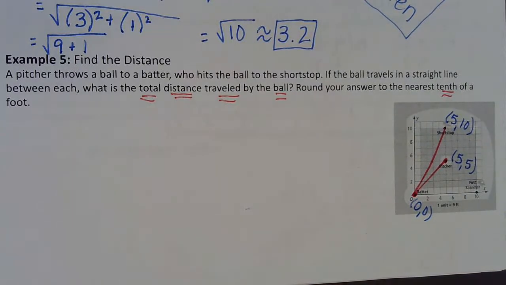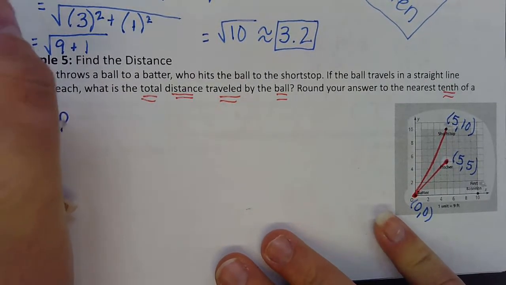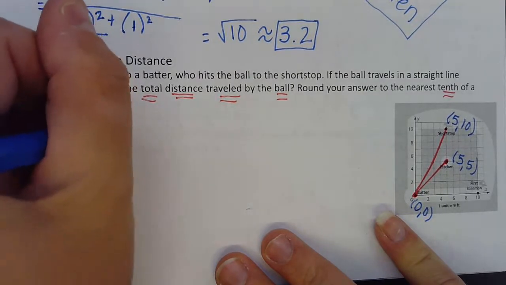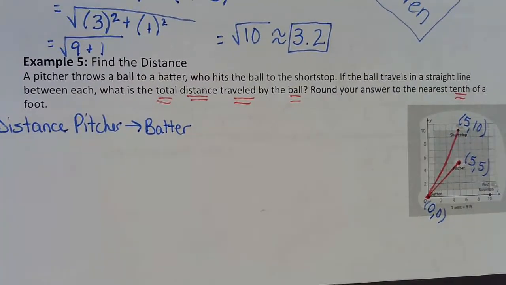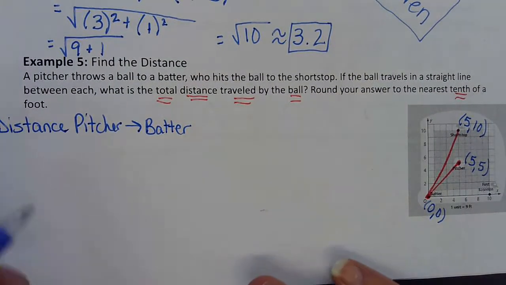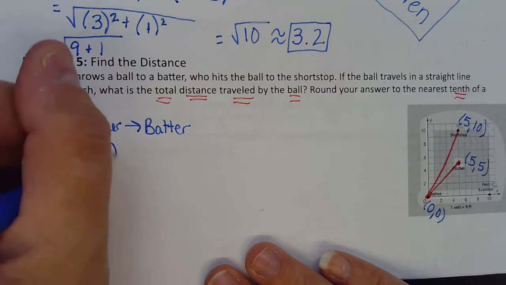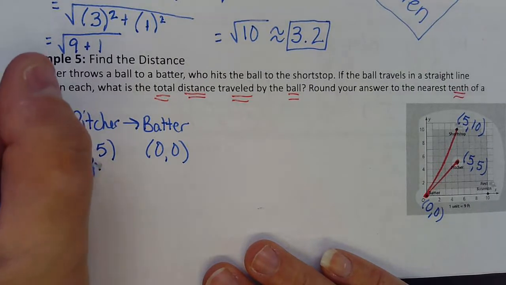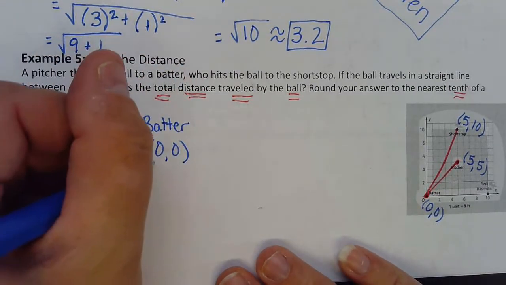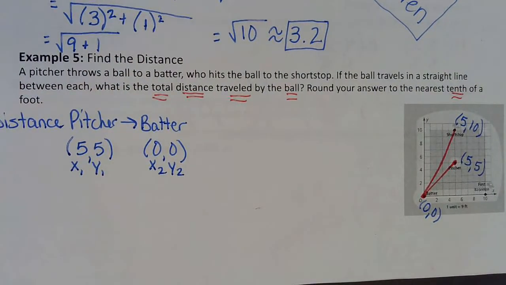So we're going to start out by figuring out what is the distance from the pitcher to the batter. Figure out how far the ball traveled from the pitcher to the batter. So the pitcher has the coordinates 5, 5, and the batter has the coordinates 0, 0. So 5, 5, I'm going to call my x1, y1. 0, 0, I'm going to call my x2, y2. And those are the values that I'm going to plug into my distance formula, which is up on the board. And it'll stay there.